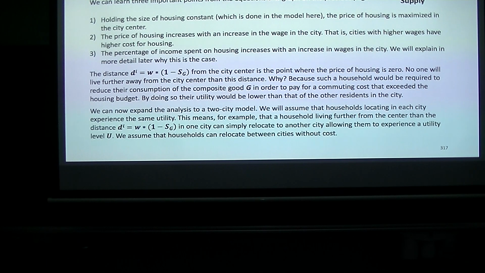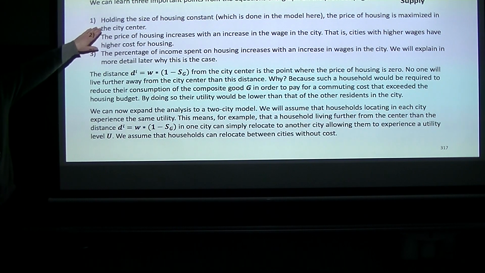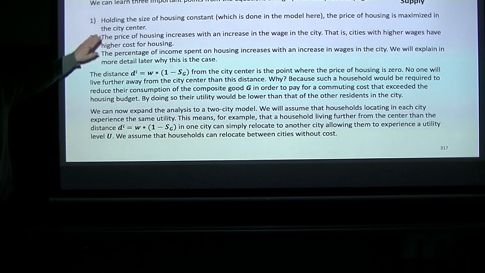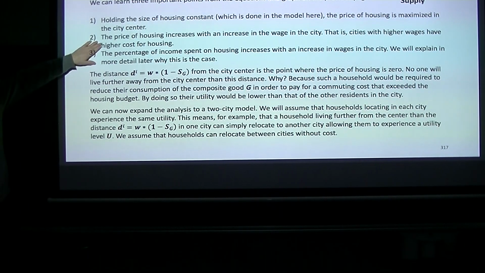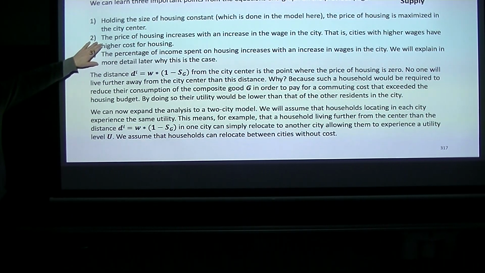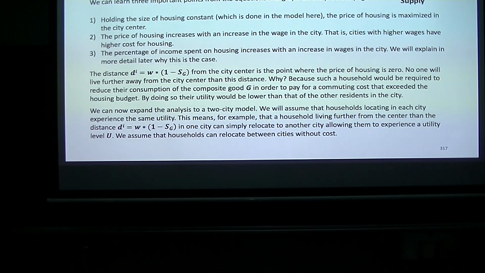And then the model talks about why cities are of different sizes. Here we're holding the size of housing constant. We've done that in the model. The price of housing is maximized at the city center. The price of housing increases with an increase in the wage. So as wage goes up, the cost of housing goes up, and we observe that in reality. We observe it in the center of Tokyo. The housing prices are higher.